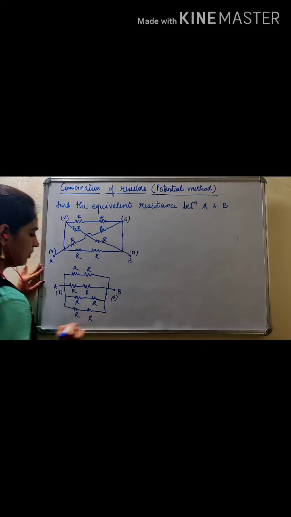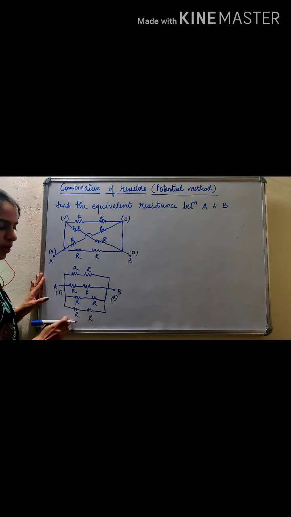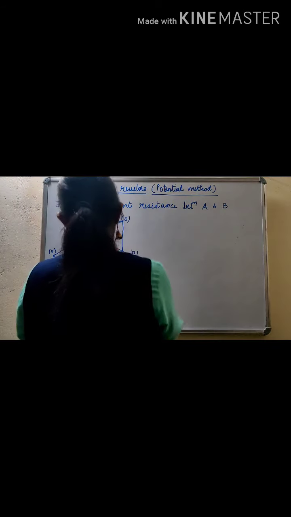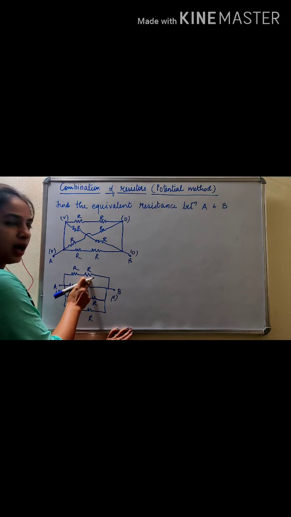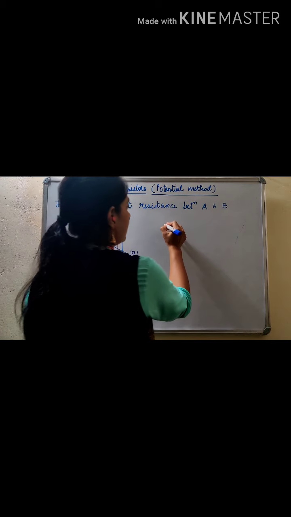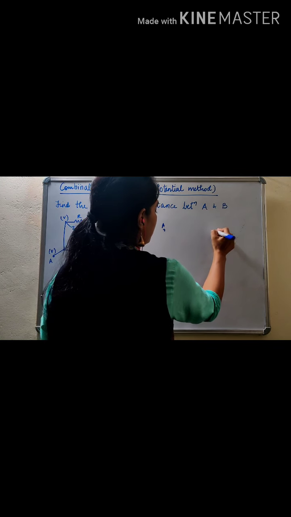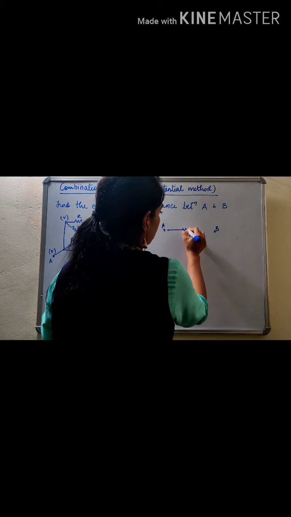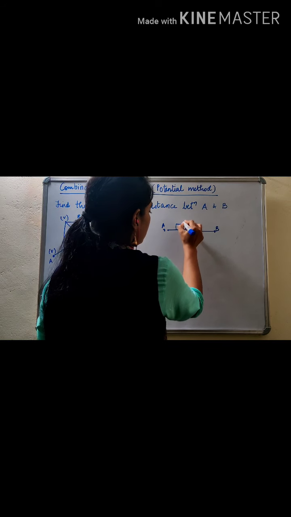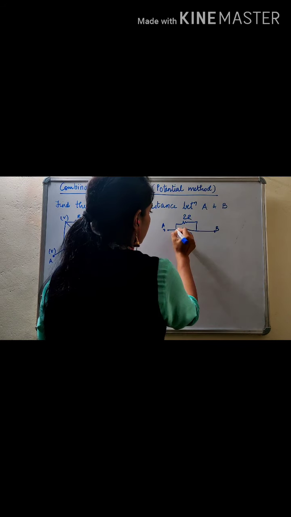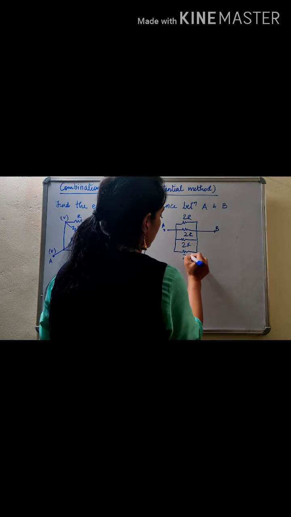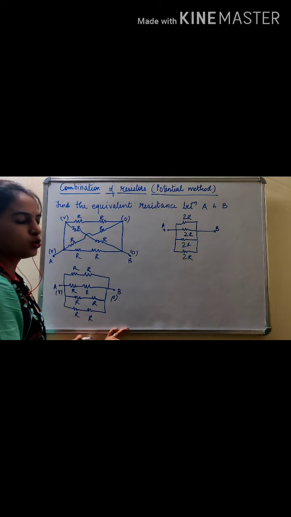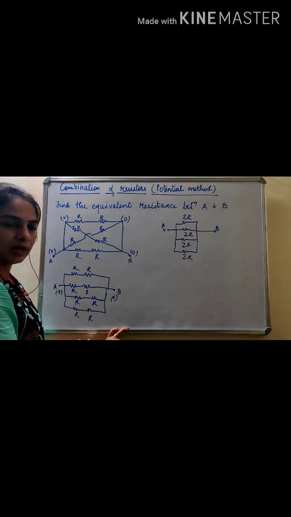Okay, that means all these branches are connected in parallel across A and B, and then these two resistances are in series similarly with all the branches. So R plus R will be twice R. That means between A and B the resistance is 2R, 2R, 2R and 2R. Okay, so 4 2R resistors are connected in parallel.